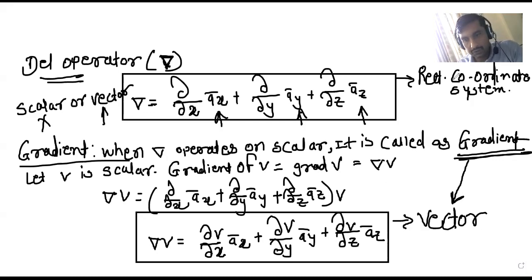Now let's proceed further to understand divergence. I hope you understand what gradient is. While solving the examples, in examination they may give you the value of V and ask you to find the gradient. So you should know the definition of del. Del is equal to dou by dou x a bar x plus dou by dou y a bar y plus dou by dou z a bar z.